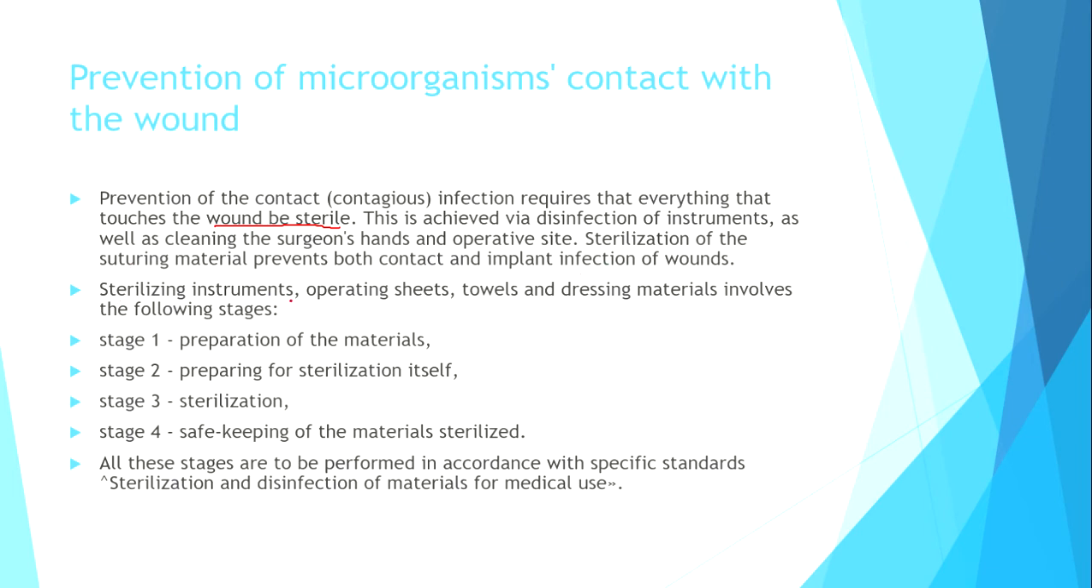Sterilizing instruments, operating sheets, towels, and dressing materials involves the following stages. Stage first, preparation of the materials. Stage second, preparing for sterilization itself. Stage 3, sterilization. Stage 4, safekeeping of the sterilized materials. All these stages are to be performed in accordance with specific standards for sterilization and disinfection of materials for medical use.